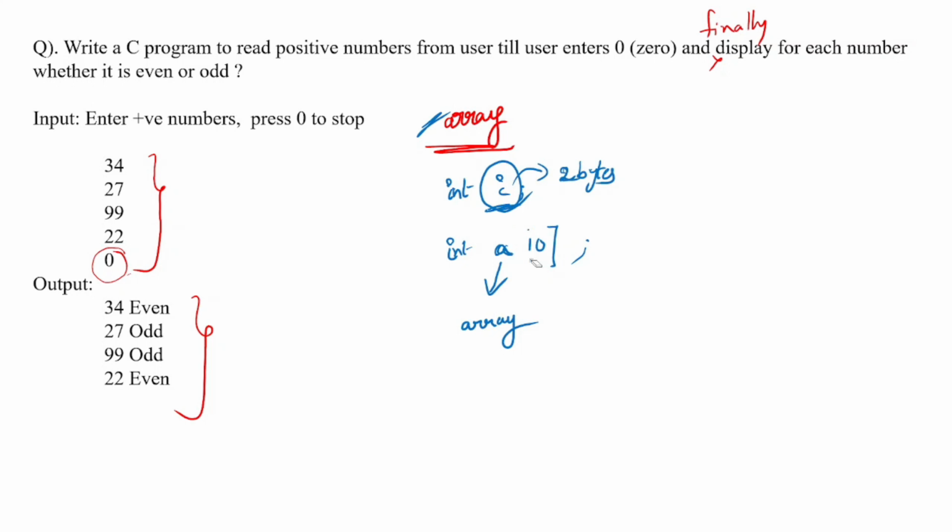Here 10 is the size of the array. What is 10? Size of the array. That means we can store 10 numbers in this particular container, not only one number. But suppose in the place of 10, if I write 100, then I can store 100 numbers in this particular array a. What is meant by array? Array is a container. It takes a homogeneous type of data elements.